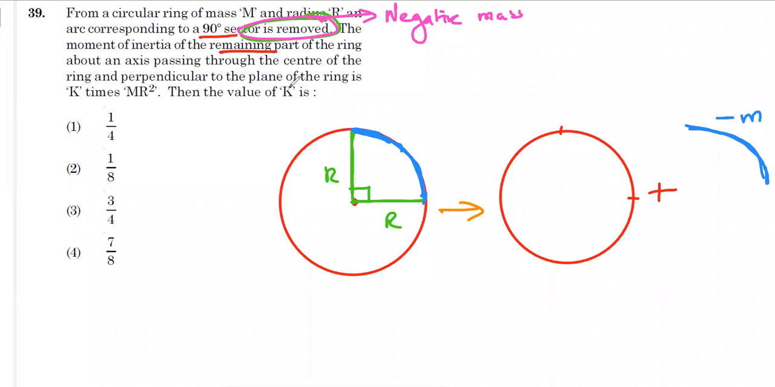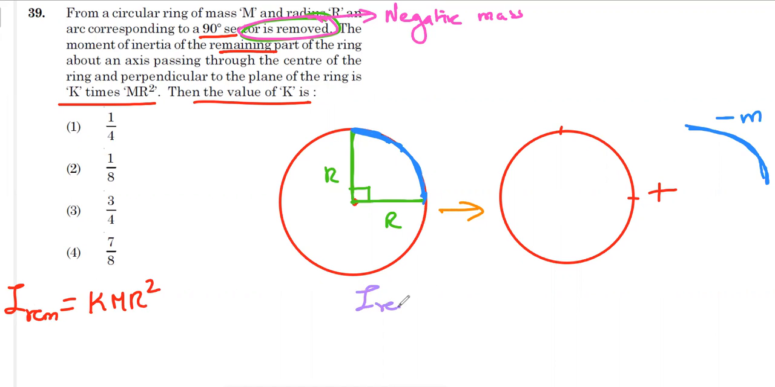Through the center of the ring, perpendicular to the ring, is k times mr square. Then what is the value of k? They are saying the final I remaining is equal to k into mr square, and they are asking what this k value is. Let's do it. We can add the moment of inertia about the same axis.